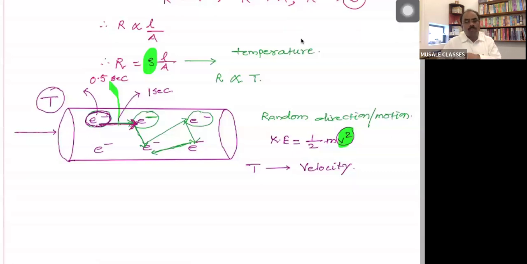So more velocity, less time, and therefore more collisions, therefore more resistance. The more collisions the electron has, the more resistance. As temperature increases, velocity increases, so less time is needed to cover the distance, hence more collisions, which means more resistance. That is the dependence of resistance on temperature, and that's why we say that with increase in temperature resistance increases.